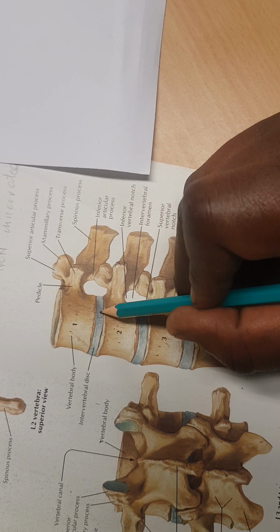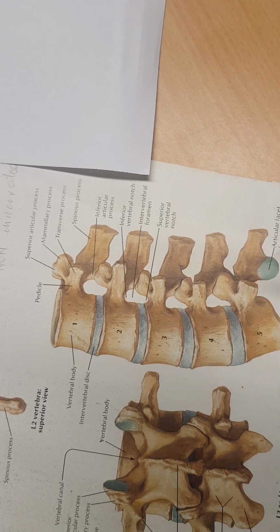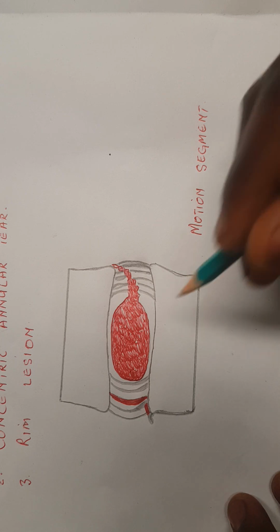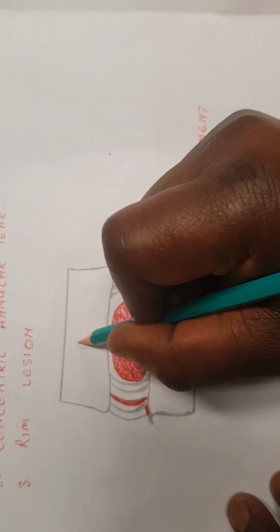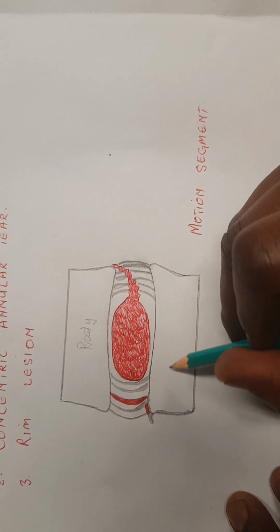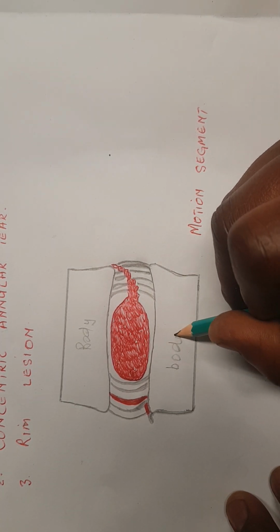The second thing is annular tears. I want to say something about annular tears. I have a drawing that I've done here. This is a body of the intervertebral disc. This is also a body of the intervertebral disc.